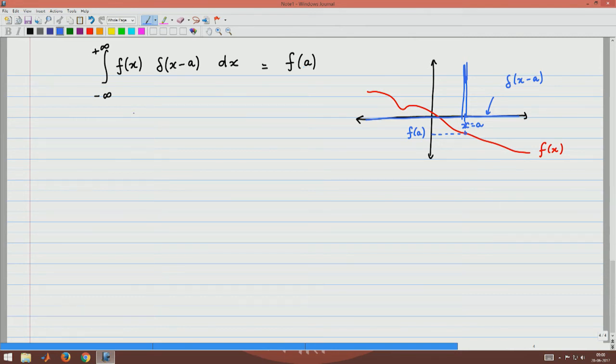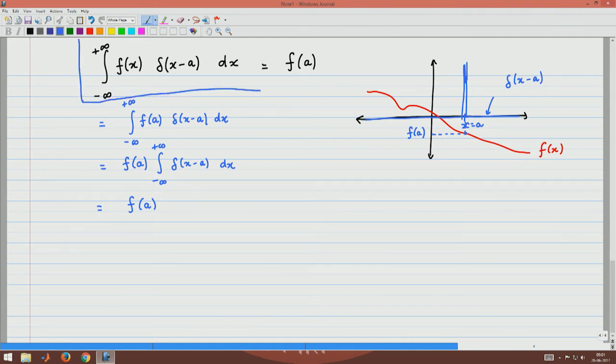Okay. So just to work this out, you can think of this the following way. This is the integral from minus infinity to plus infinity of f of a times delta of x minus a dx, because this product is 0 unless x equal to a. So I just take f of a outside, and what I am left with is the integral of a Dirac delta function which is equal to 1. So I just get f of a, and this is sometimes used as the definition of the Dirac delta function.